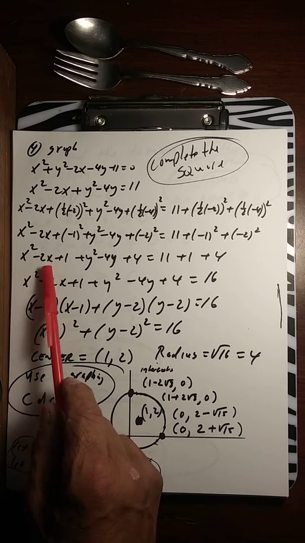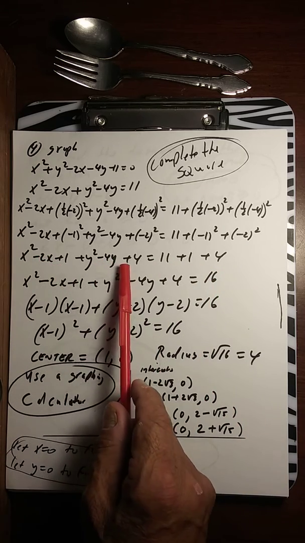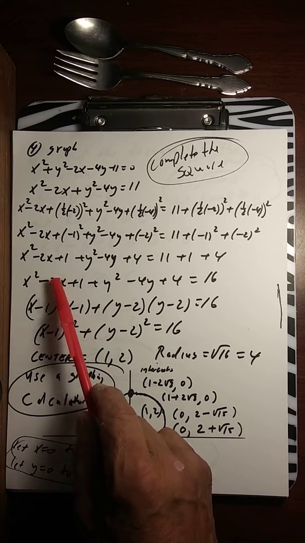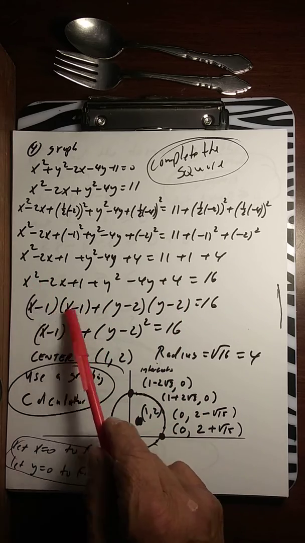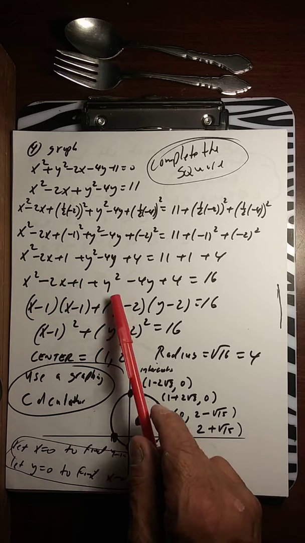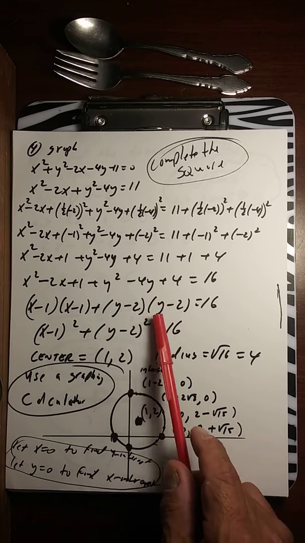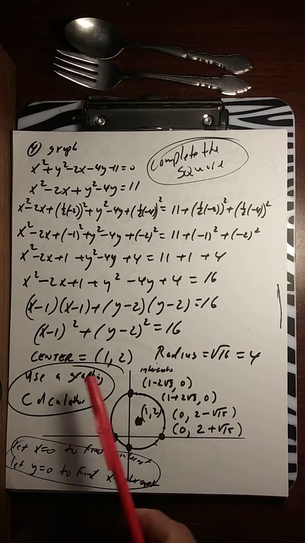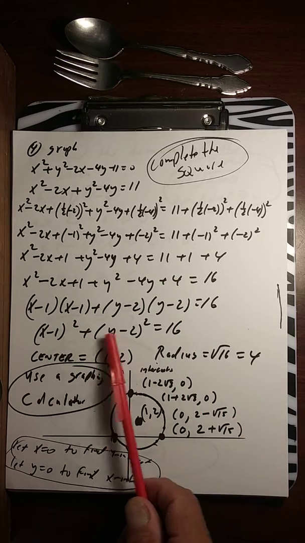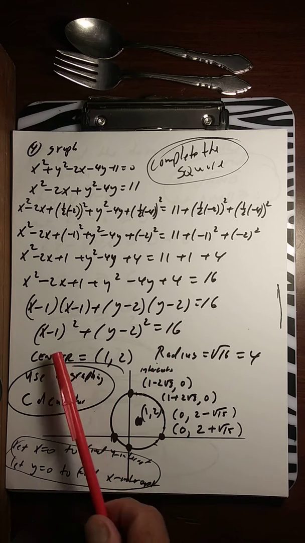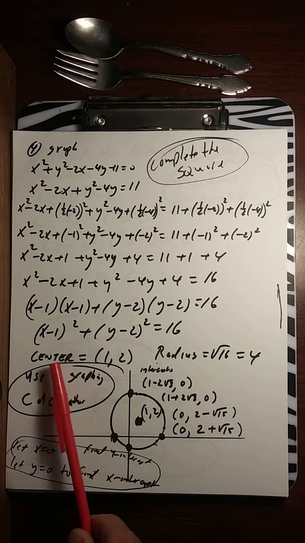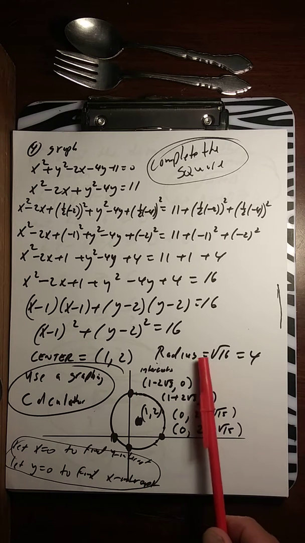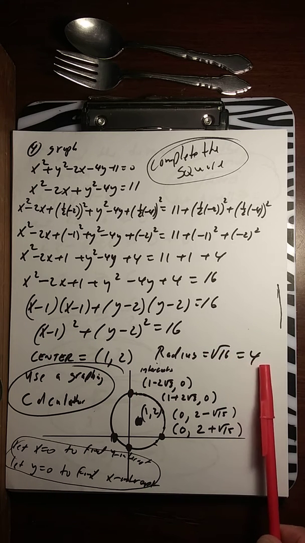So now x squared minus 2x plus 1, y squared minus 4y plus 4. This is x minus 1 squared. X times x is x squared, minus 1x minus 1x is 2x. That's that. Y times y is y squared. Negative 2 and negative 2, negative 4. Negative times negative is a positive. So now this is x minus 1 squared, y minus 2 squared. The center is the opposite of these numbers. So it's going to be 1 and 2 is the center of the circle. Radius is the square root of this number, which is 4.